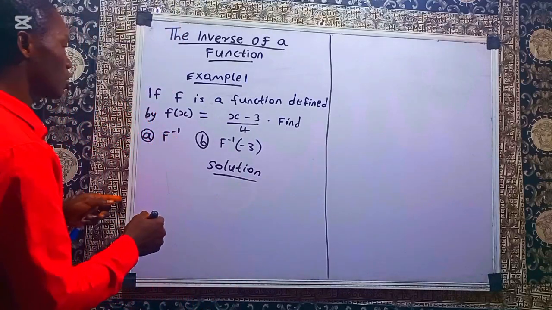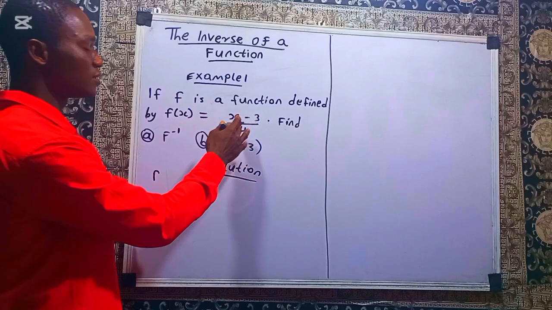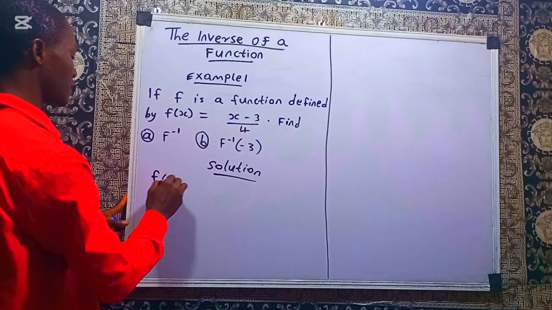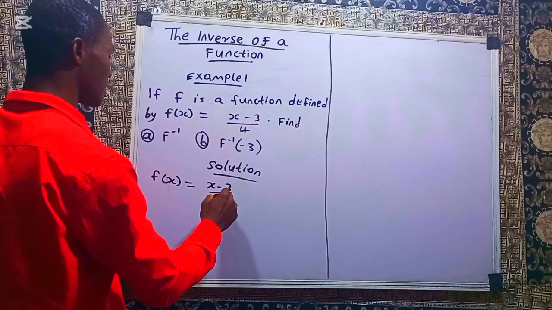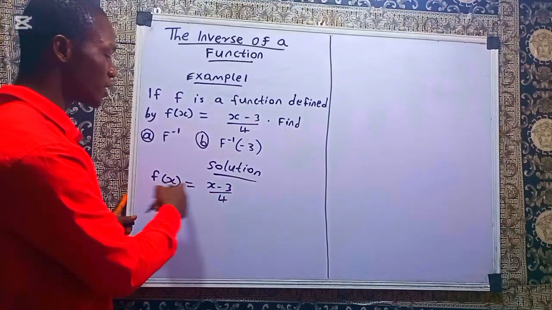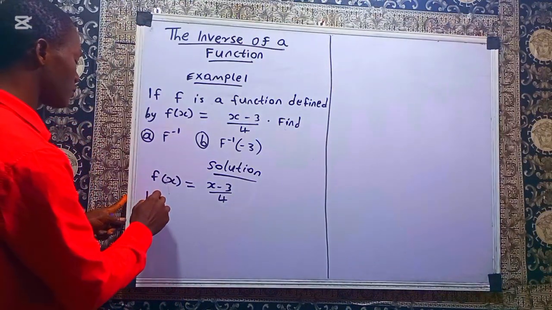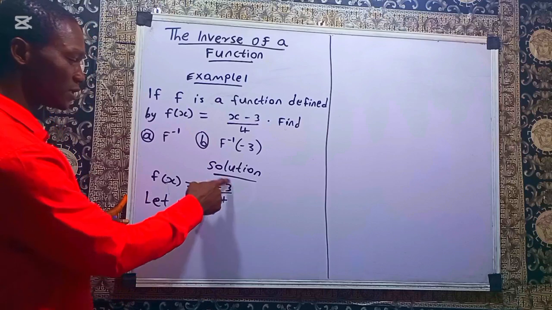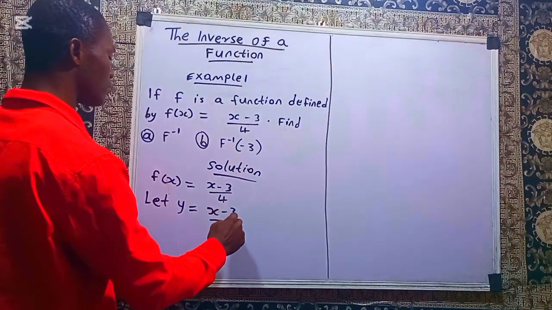What is given to us is that f of x is equal to (x minus 3) divided by 4. So this f of x, which is equal to (x minus 3) divided by 4, I will call it something. Let me just call it y. Let y be equal to (x minus 3) over 4.